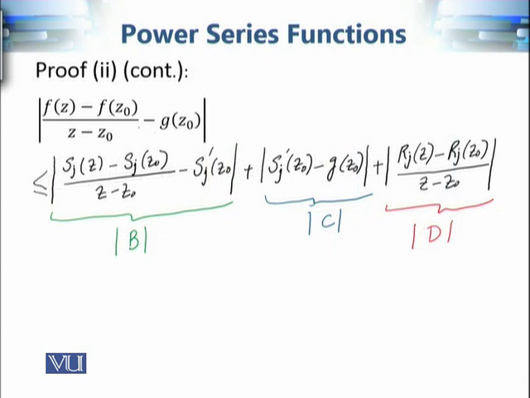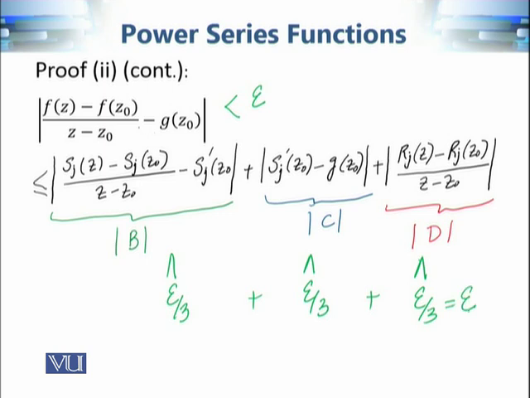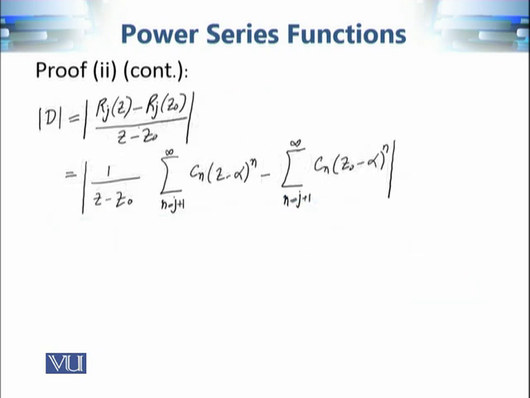Now, as I've told you that there are three components, let's call them mod b, mod c, and mod d. We want to concentrate on each and every part separately. In other words, if I want to show that this expression is less than epsilon, then I want to show that this is less than epsilon by 3, this is less than epsilon by 3, and this is less than epsilon by 3, so that when we add them together, we get epsilon. That is our aim. We will focus on each and every term, and we want to show that each term is less than epsilon by 3. Let's begin with the third part, the modulus d.